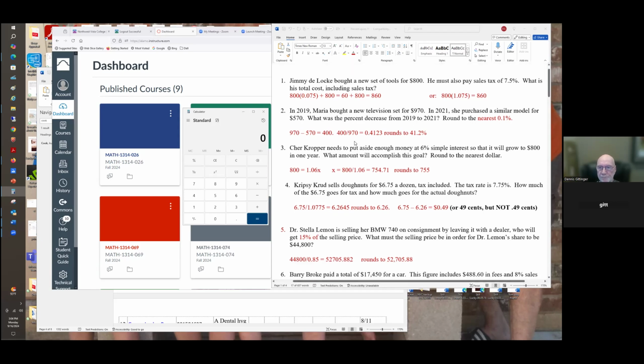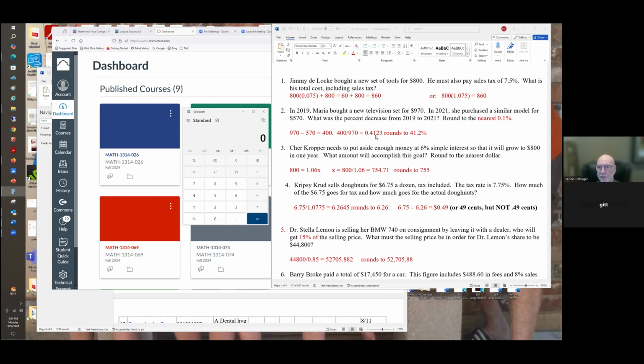Number two, the price of a TV went down from $970 to $570. Well, that's $400. You want to calculate the percent decrease, and you do it by dividing by not the big number or the little number, but you divide by the old number, the original price before the price went up or down. You always divide by the old one.